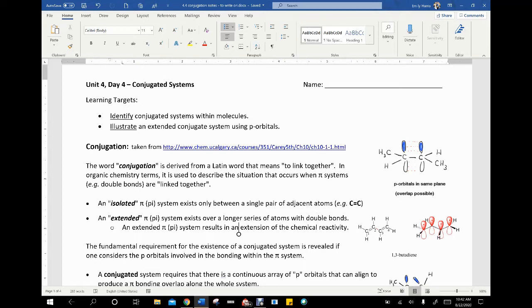And so the tools that we've been building so far, like geometry, like drawing structures, like different ways to represent structures, the condensed, the calculate or skeleton structure, and also hybridization are all going to be wrapped up within this lesson. And so our two goals for today are one, to be able to identify what's called a conjugated system within a molecule, and then also being able to illustrate it using p orbitals, kind of like we did when we were sketching the orbitals while talking about hybridization.